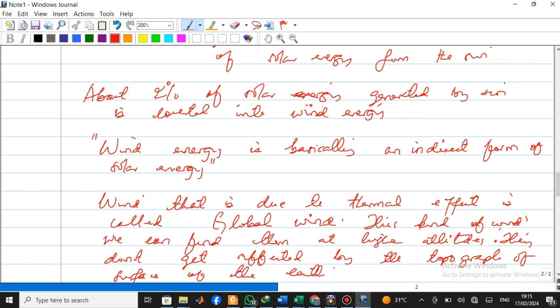So let's end here, and we shall proceed to another lecture to see another cause of the winds, that is the rotation of the Earth.